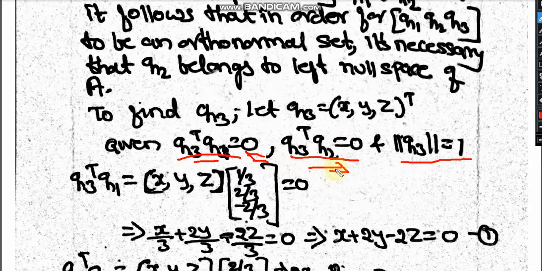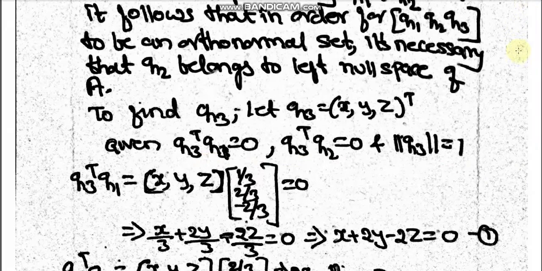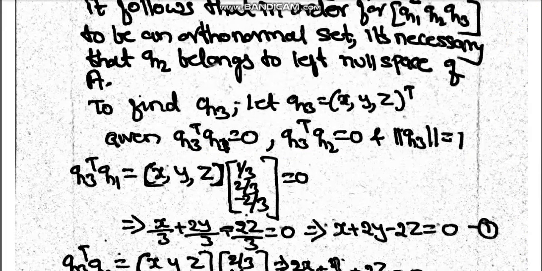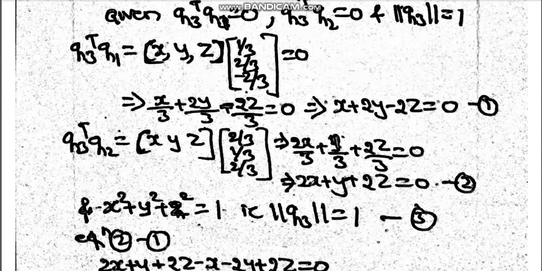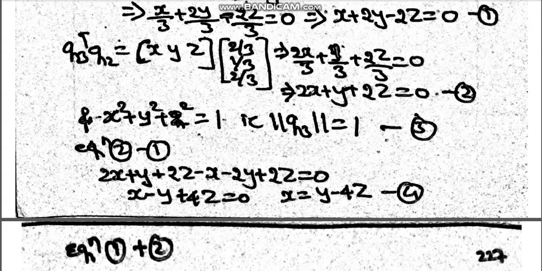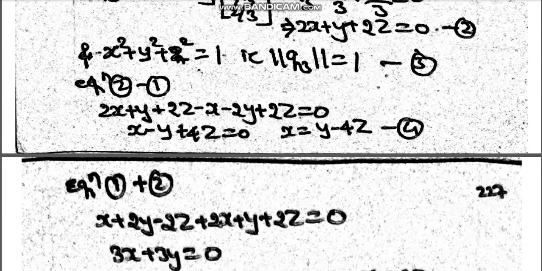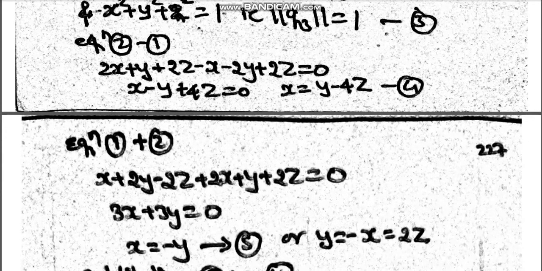So just manipulate these two equations. The condition on the length of Q3 is x square plus y square plus z square equals 1. It is a square, so you cannot solve it directly in the calculator. So from condition 1 we get equation 1, from condition 2 we get equation 2, and using those two equations you find one variable in terms of the others. Equation 2 minus 1 gives x equals y minus 4z, and equation 1 plus 2 gives 3x plus 3y equals 0.